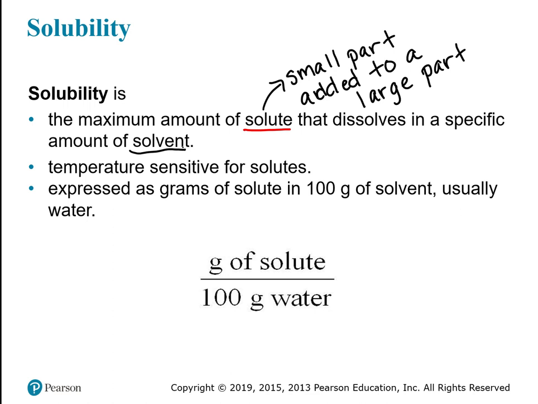Solubility is absolutely affected by temperature. Generally speaking, the warmer the temperature, the higher your solubility is. And we'll talk about other things a little bit later that affect solubility as well. You can express solubility as grams of solute in 100 grams of solvent, which is usually water, especially in our case. So grams of solute over 100 grams of water.